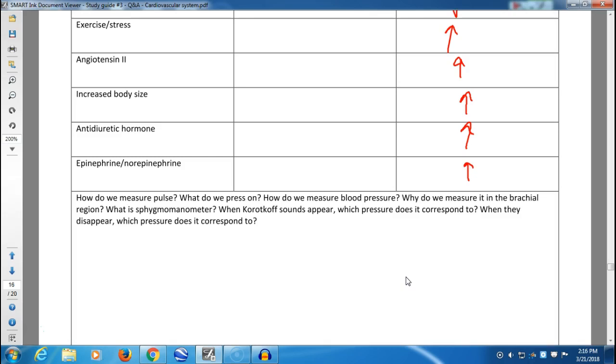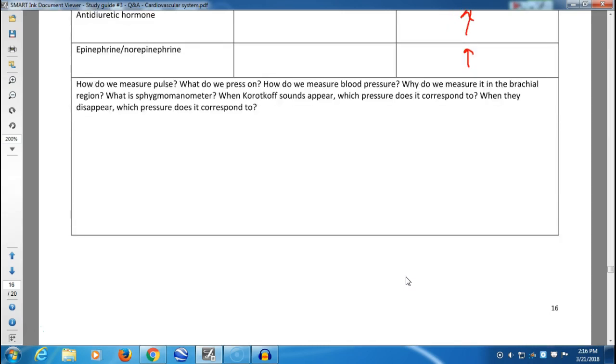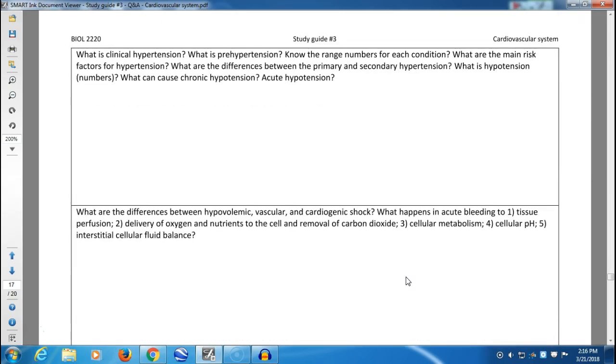Does that make sense? With blood pressure measurements, how do we measure with the cuff? You understand what happens when Korotkoff sounds appear. What do you measure? Systolic pressure, because at that time blood starts to go through. When they disappear, diastolic, because now there's no resistance to blood going through. Clinical hypertension, 140 over 90. Okay. Normal 120 over 80. Between those, pre-hypertension.